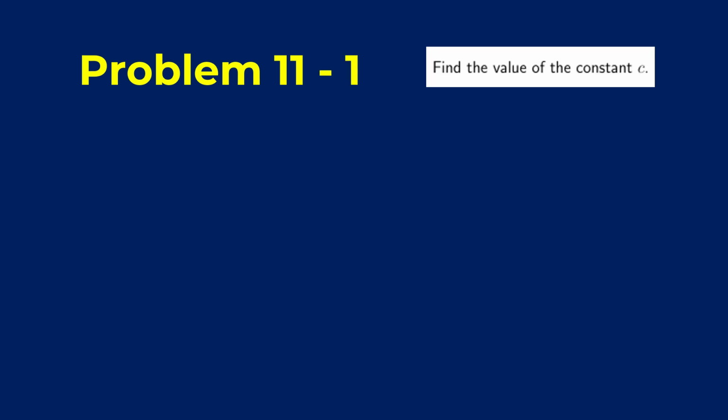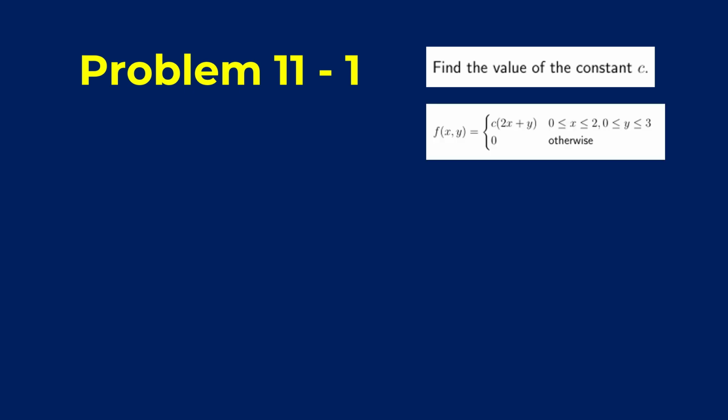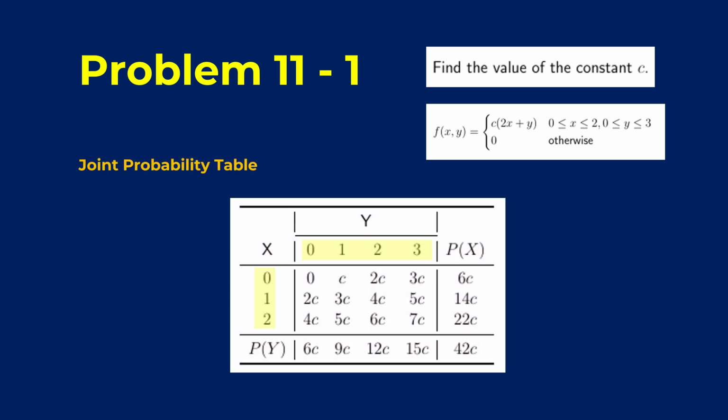The first part of this problem is finding the value of the constant c, and just to remind you, this is the joint probability function. In the previous video, we talked about the joint probability table that makes solving this problem much easier. So let's look at the joint probability table once again. And for this problem, this is how the joint probability table looks.